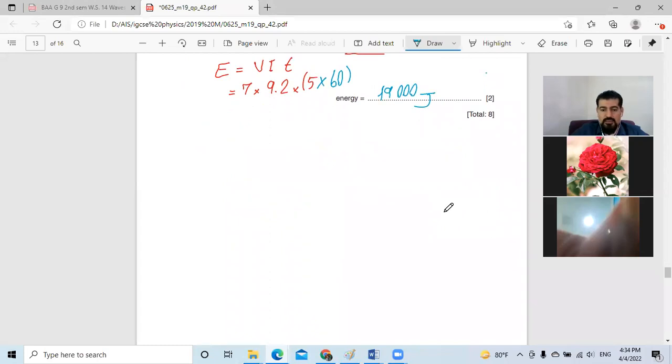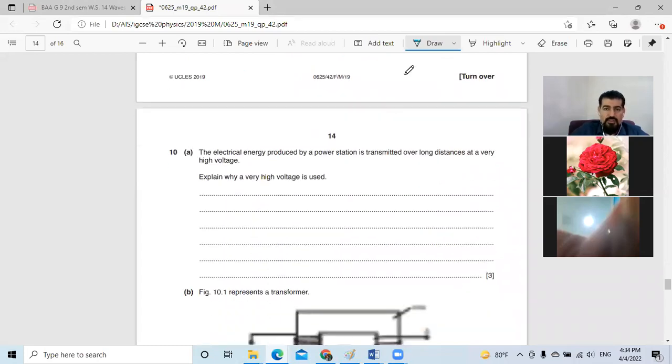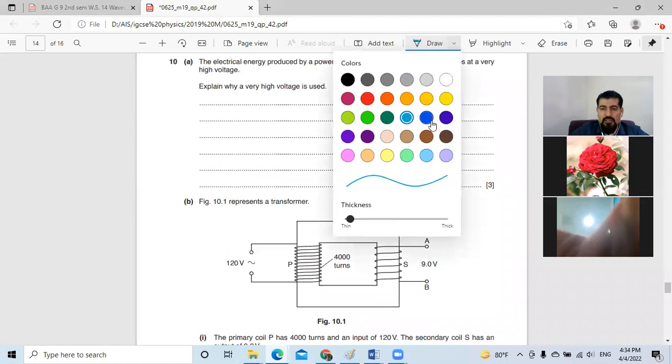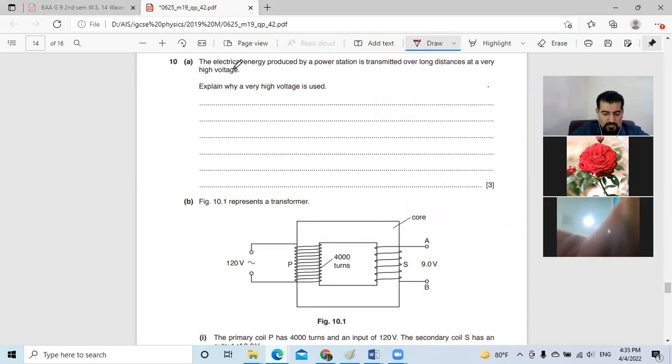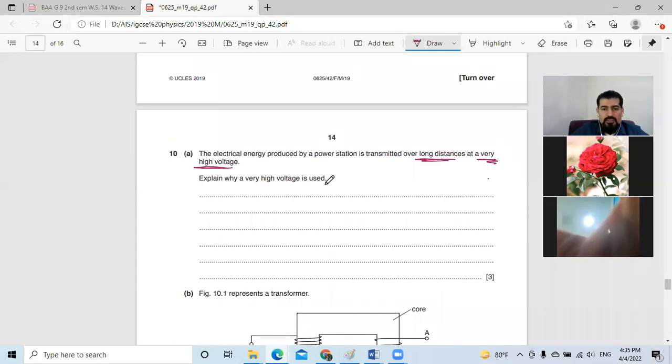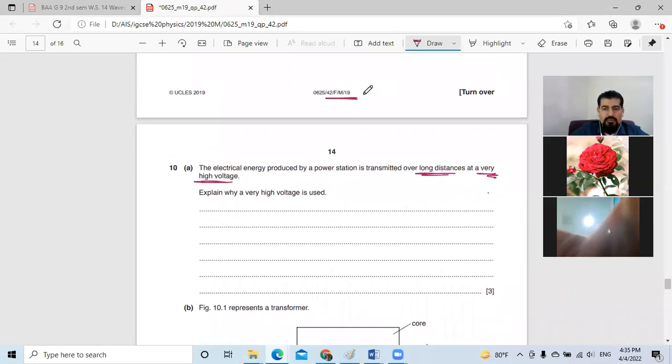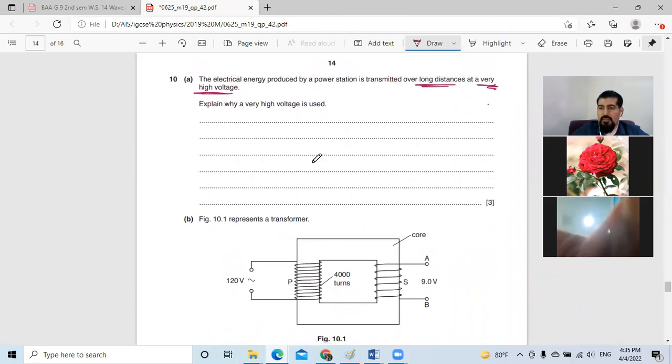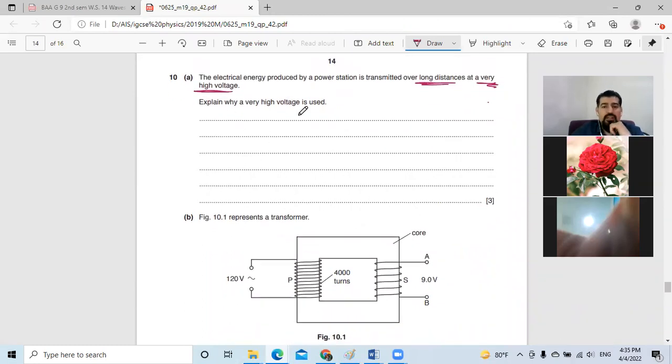Now let's move on to question number 10. In this question, look here. The electrical energy produced by the power station is transmitted over a long distance by a very high voltage. Explain why a very high voltage is used. This is February or March 2019; I will send it to you on the schedule.